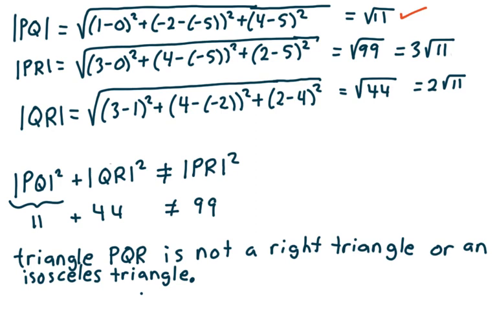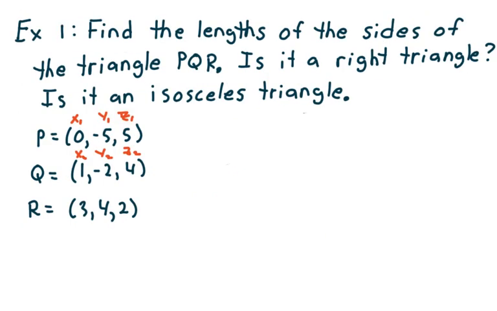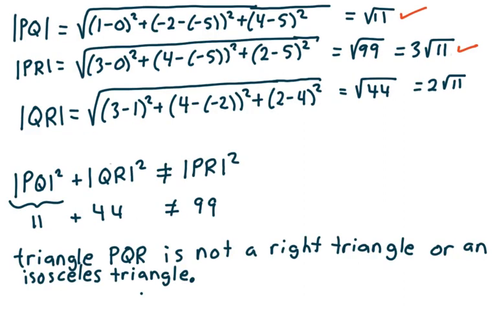If you, again, apply the distance formula, you get the square root of 99, which is 3 times the square root of 11. So does that make sense? So I come over here, I take 3 minus 0 squared, 4 minus a negative 5 squared, and 2 minus 5 squared. And that's exactly what I did. And then I get 3 square root of 11. And then the distance between Q and R is the square root of 44. And that ended up being 2 times the square root of 11.